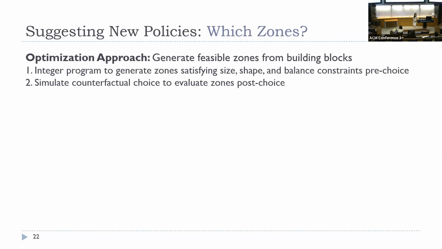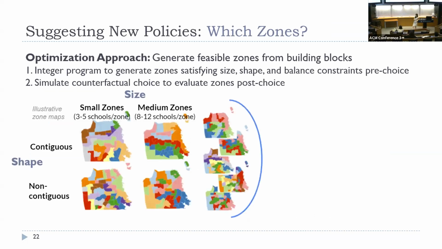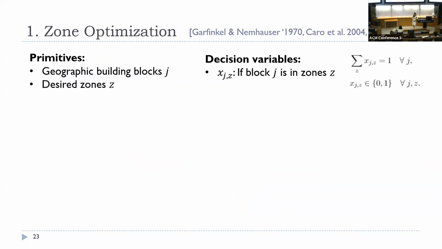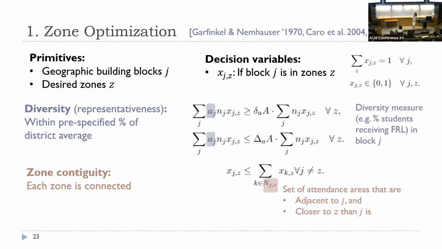Now that we have these policies, the next thing we have to decide is what zones we are going to use. We took an optimization approach where we build zones from building blocks, and we use math programming to put these zones together. The math programs satisfy a bunch of different constraints. There are shape constraints, whether it's going to be contiguous or non-contiguous. There are size constraints: you can set the number of zones that you want to have, or the number of schools per zone. And then there are balance constraints, balancing students across zones, seats and students within zones so that there are not too many seats or too many students, and also demographics and school performance or popularity. So there's not a really good school zone and a zone that nobody wants to go to. Let me not show you these constraints, except to say that we took a lot of these from the existing literature on neighborhood school assignment and also political redistricting.